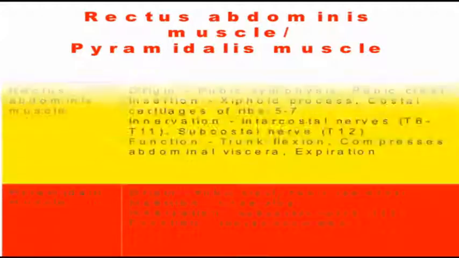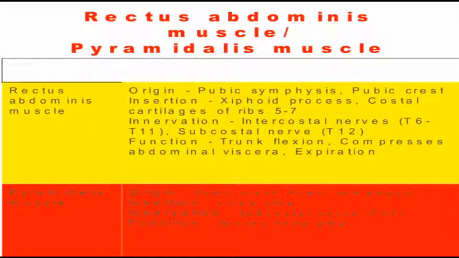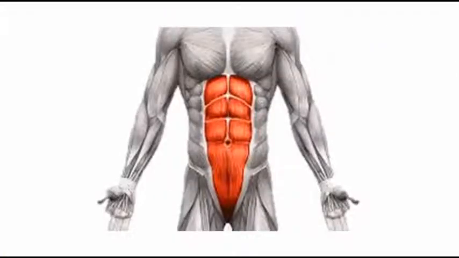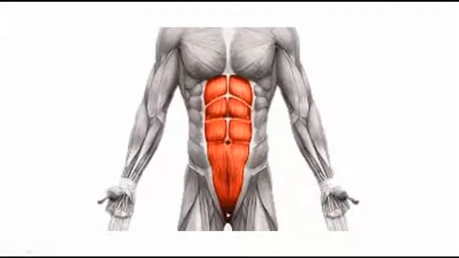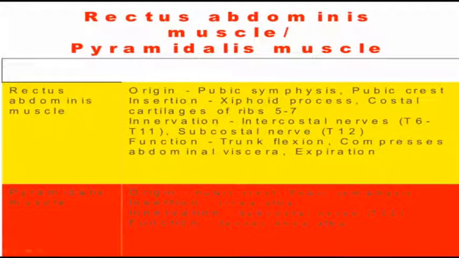The next muscle is rectus abdominis and rectus pyramidalis. Rectus abdominis is this muscle, as you can see here. Its fibers are moving upward, so its origin is from here and insertion is here. It originates from the pubic symphysis, the crest of the pubic symphysis, and inserts on the xiphoid process and the lower costal cartilages. Like you can see here, from the pubic symphysis it goes upward and inserts into the xiphoid process and the costal cartilage of the 5 to 7 ribs.